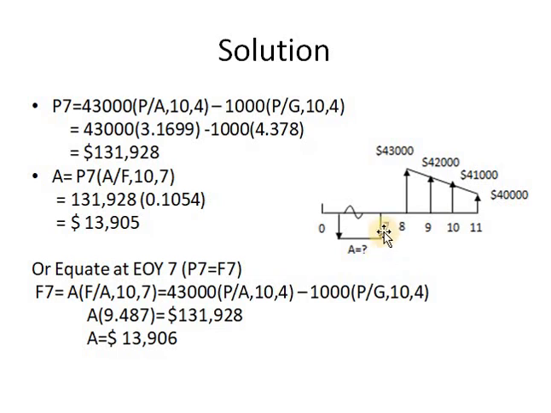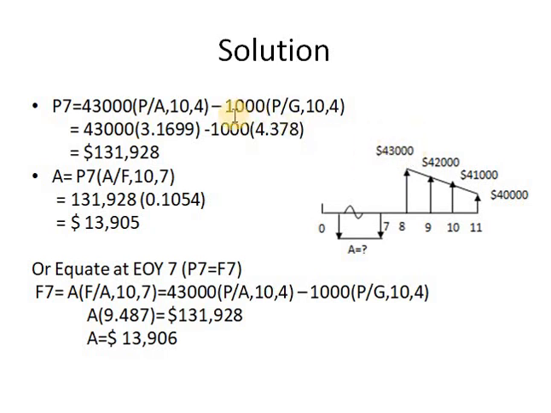So considering this side, I will be getting the equivalence at year 7, as if I'm getting the present value. What will be the present value at year 7 related to the gradient? I will be splitting it into an annuity, so P equals A into P knowing A, i, N. What's the number of periods? 1, 2, 3, and 4. And the annuity is 43,000. This is your base amount. Always begin with the base amount.